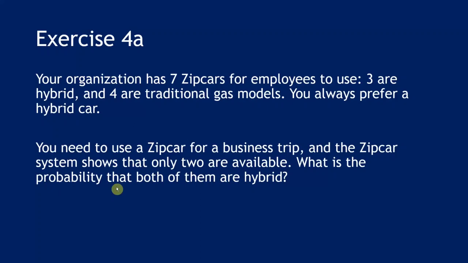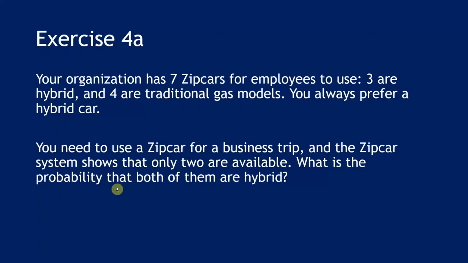Now, here's the fourth or last exercise. Again, it has 2 parts. Your organization has 7 Zipcars for employees to use. So Zipcars are these cars that can be shared. You don't own the car, you just check it out whenever you need it, and then you return it when you're done. So it's like a rental car, but for short trips, and you can do it on a day. You don't have to go to a rental company. You can just have them on your property.